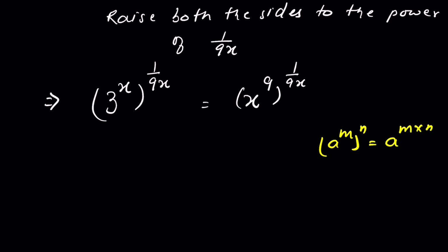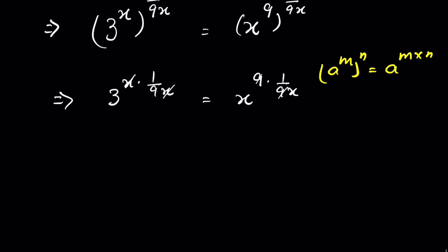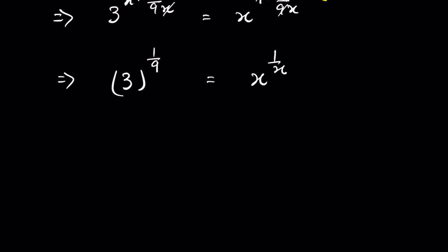Therefore, this will be 3 raised to the power x times 1 upon 9x is equal to x raised to the power 9 times 1 upon 9x. Now here x and x get cancelled and on this side 9 and 9 get cancelled. So we have 3 raised to the power of 1 upon 9 is equal to x raised to the power of 1 upon x.